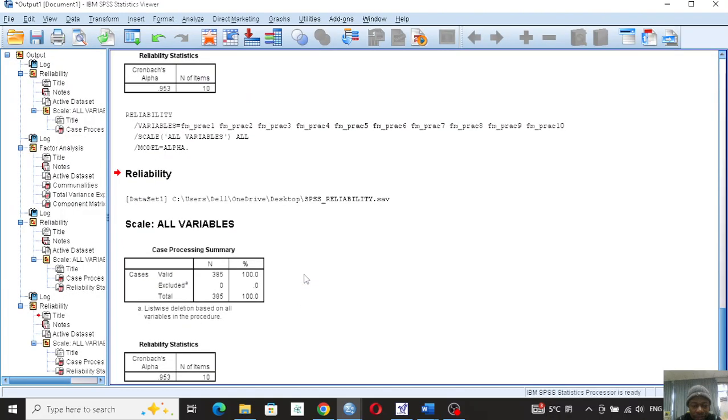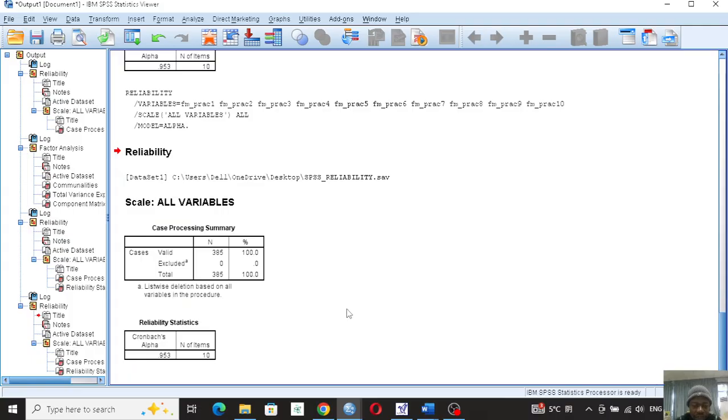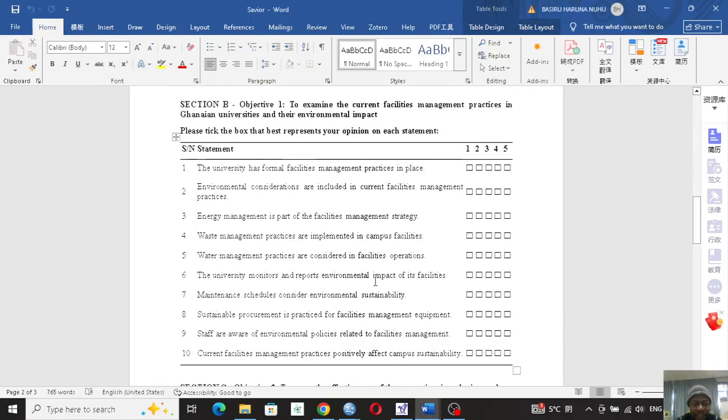Then you say okay. Now this value here, the threshold should be 0.7 and above, and this one is 0.953, which means it is excellent. That means they have a lot in common. They are consistent. So that means the data set, this data here, is reliable. They all have the same thing in common, making reference to what they are measuring.